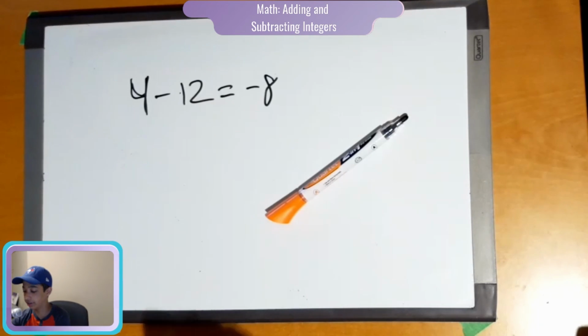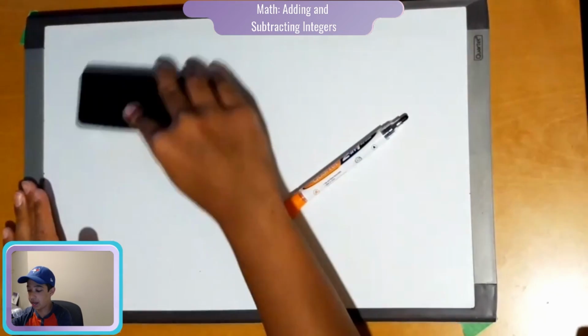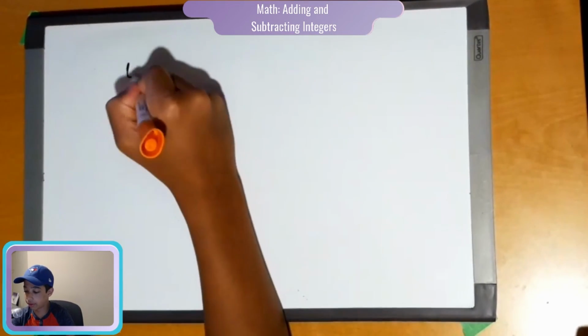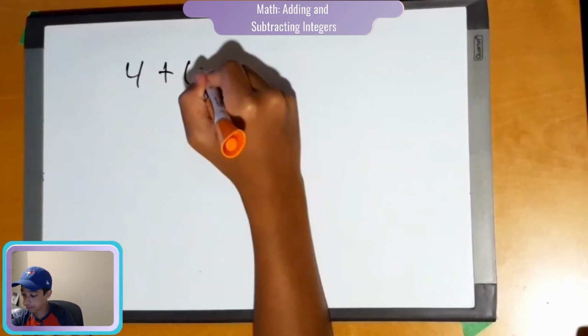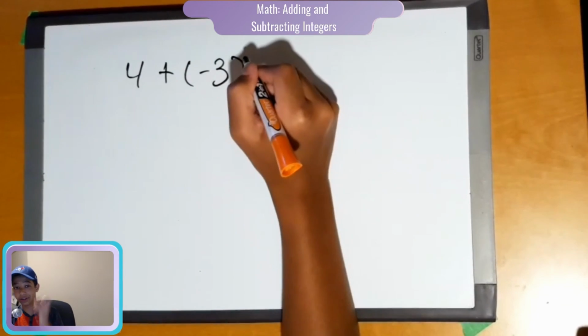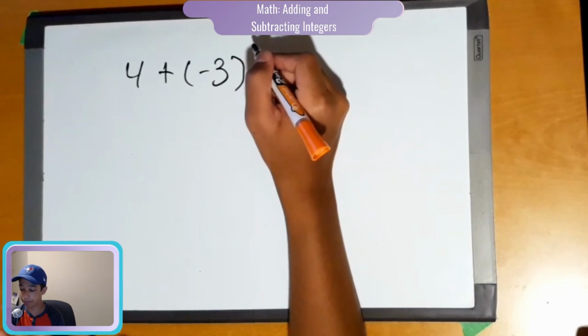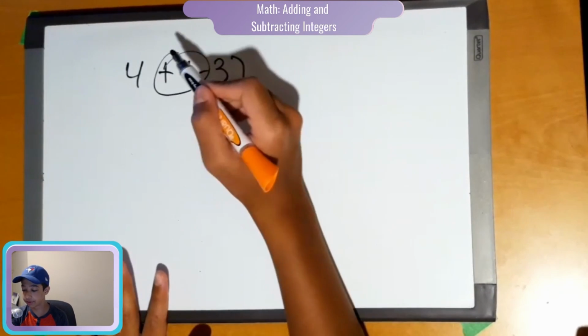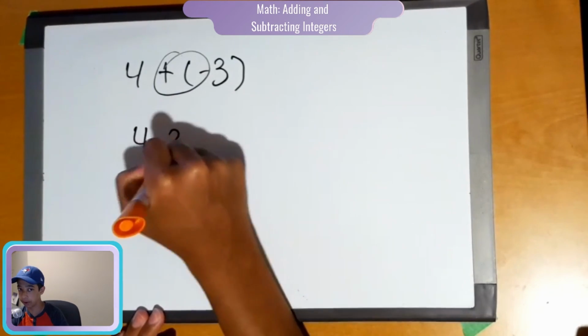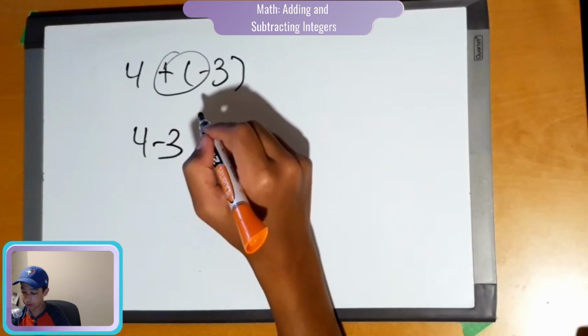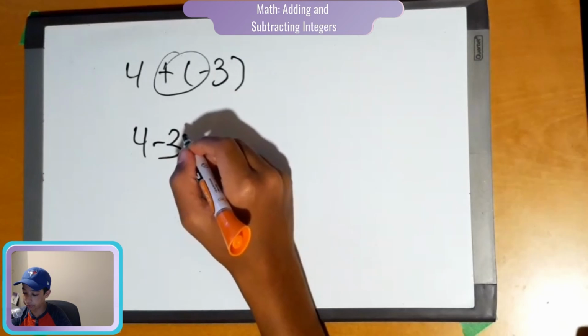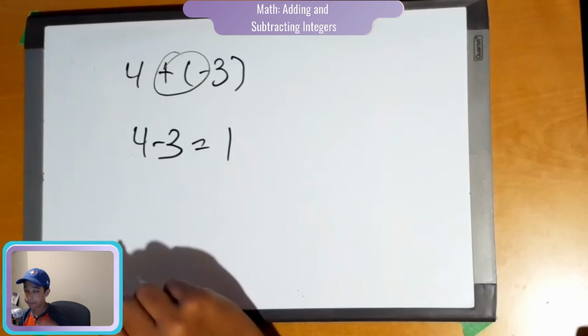Let me try an addition question. Let's say we have 4 plus -3. Now, we talked about this just now. We have a plus and a minus sign together. So really what we're being asked is 4 minus 3. 4 minus 3 is just pretty simple.